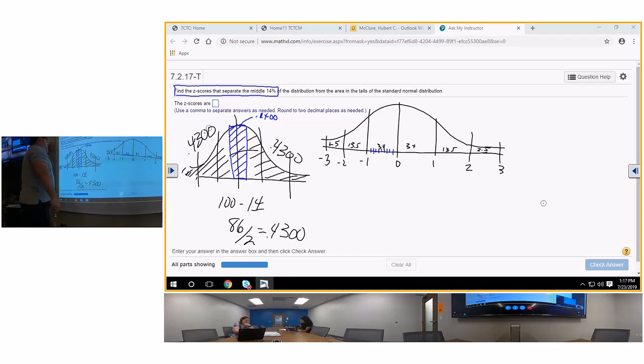Now, if I've got an area, I need a z-score. So that means what? Inverse norm. So second, vars, inverse norm, and what are you going to type in? 0.4300. Now let's look at it.